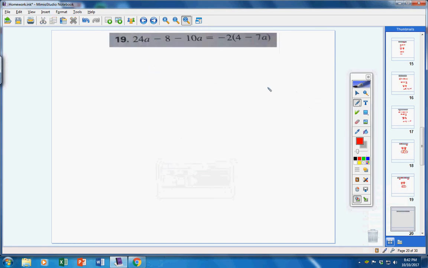Okay, step 1. Simplify both sides. On the left side over here, I have an A term and an A term. Positive 24, negative 10, that's positive 14. Bring down your negative 8. Over here, take your negative 2, multiply it through. Negative 2 times a positive 4, negative 8, negative 2 times a negative 7, positive 14a.